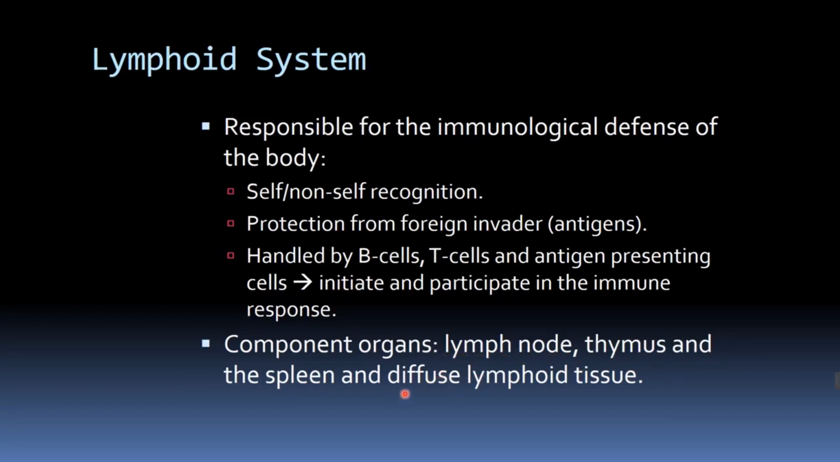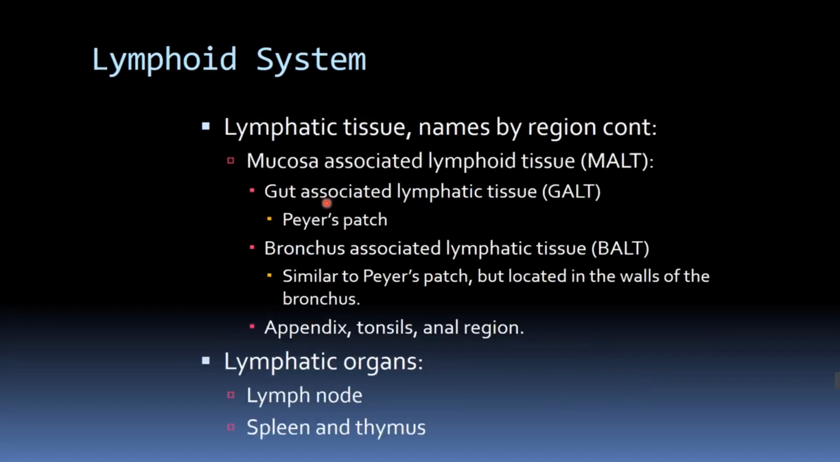In terms of non-organs, we have something we call diffuse lymphoid tissue. That's an interesting name, and what exactly that is, we'll get to in a minute. Specifically, this diffuse lymphoid tissue, by definition, is an aggregation of lymphocytes. They're not encapsulated. In other words, they don't really form an organ on their own at all.